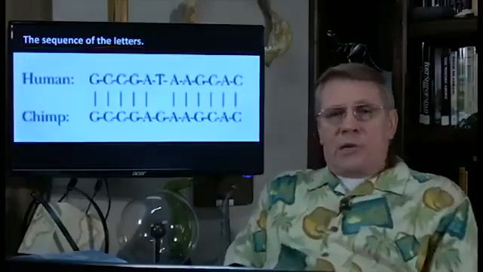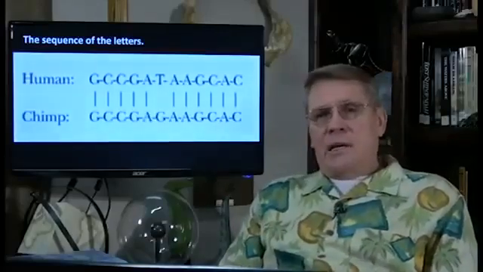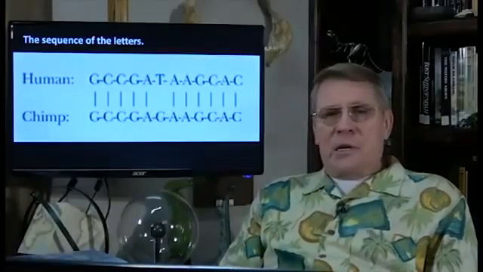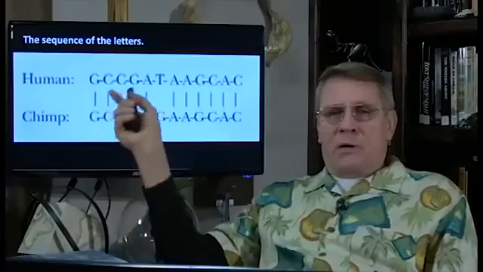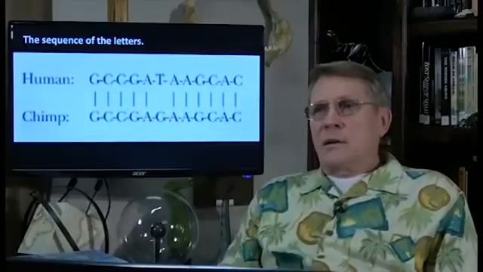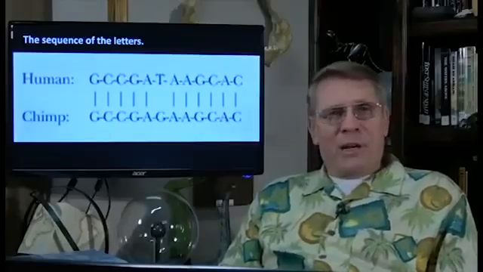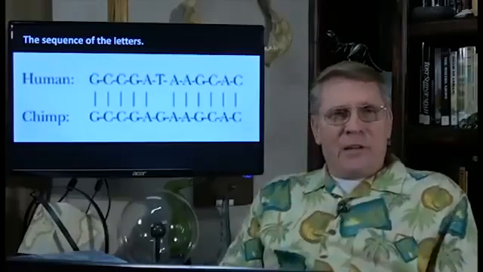Example. Humans and chimps. Look at this. G, C, C, C, A, T, A, A, C, C, A, C. And the chimps, oh, wow, they got a difference with the T and the G. Look at that. But what part are they even comparing? Out of the 3 billion, what are they comparing? That's the whole point. They're comparing little slices of it.